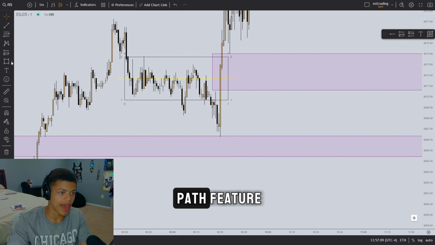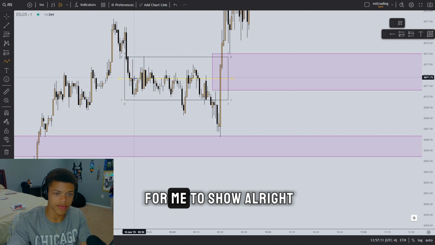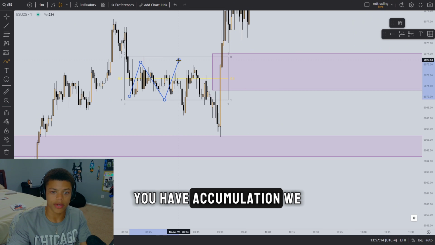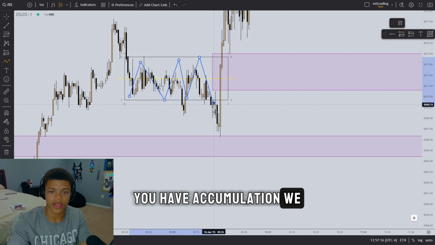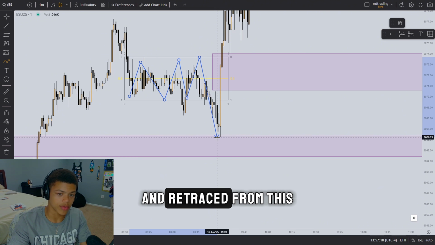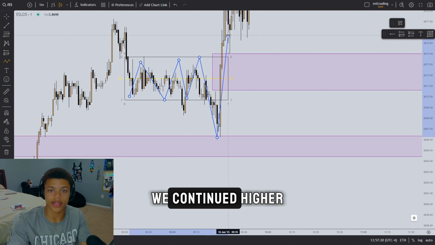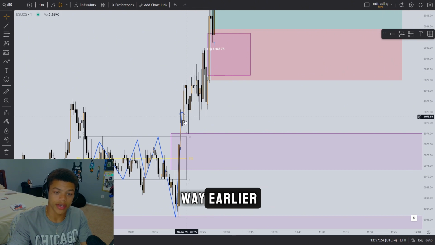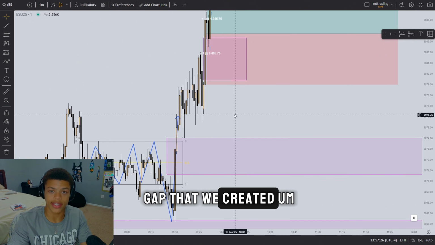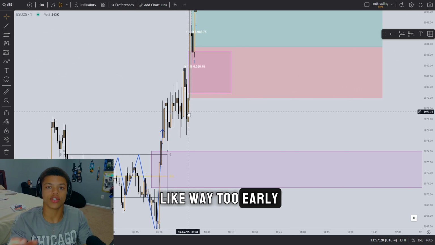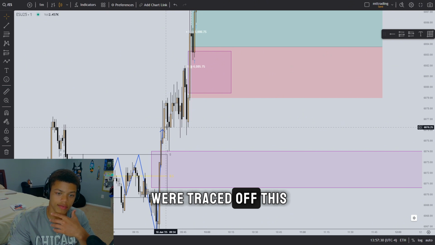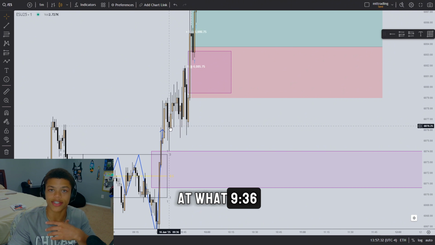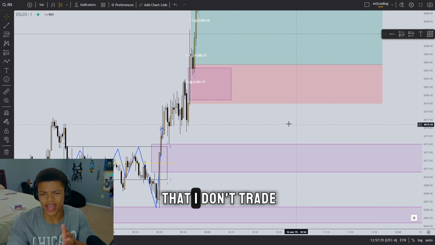Do I have my path feature? It'll probably be easier for me to show. Yep, accumulation. We manipulated the market and retraced from this fair value gap. We continued higher, and I could have gotten in way earlier. I should have gotten in way earlier off of this fair value gap that we created. But it was way too early in the market. I'm pretty sure we retraced off of this fair value gap at 9:36. That's way too early. I don't trade that early.